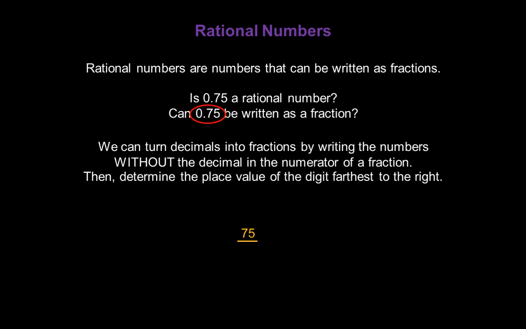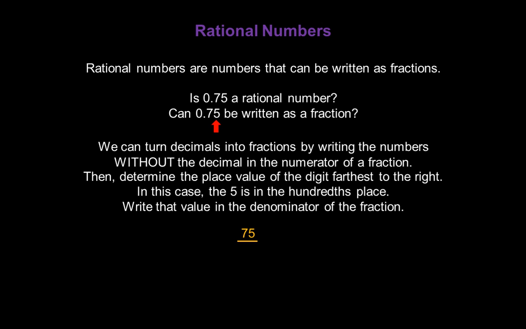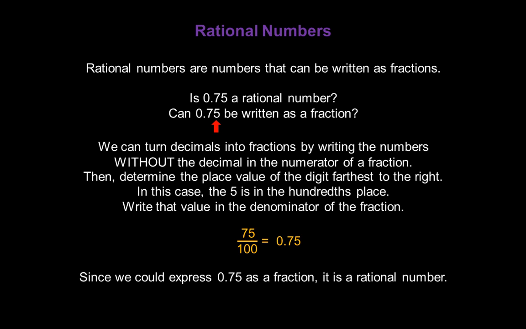Determine the place value of the digit farthest to the right. The number farthest to the right in 0.75 is the 5. In this case, the 5 is in the hundredths place. We write that value in the denominator of the fraction, hundredths. So 75 over 100 is the fraction form of the decimal 0.75. Since we could express 0.75 as a fraction, it is a rational number.